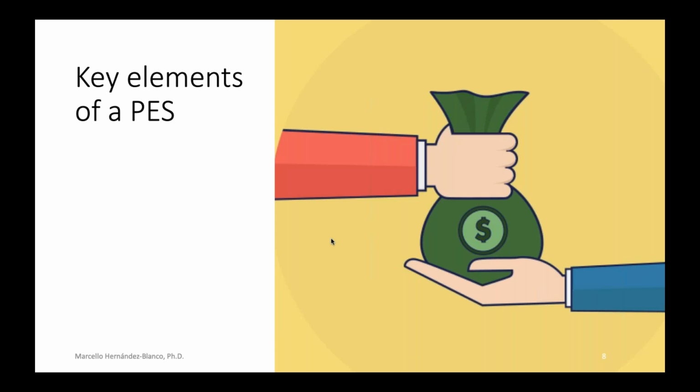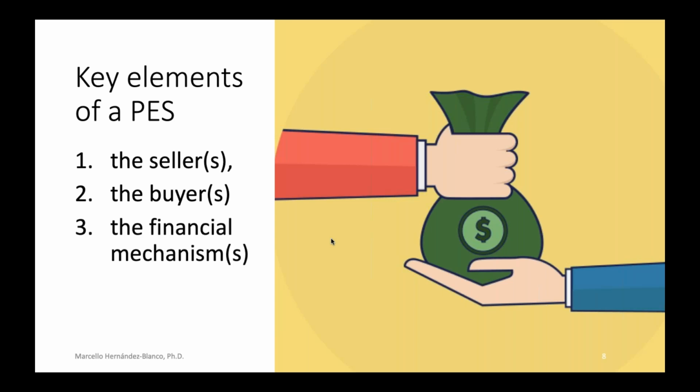Mainly, if you're going to design a payment for ecosystem services scheme, you have to take into consideration three key elements, which I've already talked a little bit about. One is the seller, who is providing the service. Also the buyer, who is benefiting from this service, or the beneficiaries, right? And the financial mechanisms that are going to play to make all the interactions between these two parties.